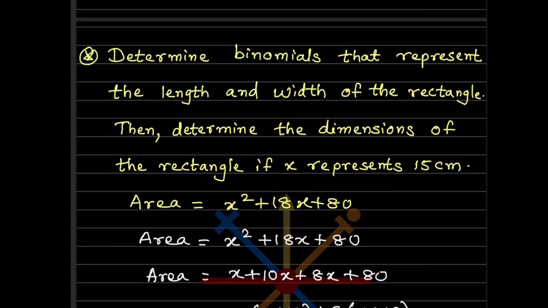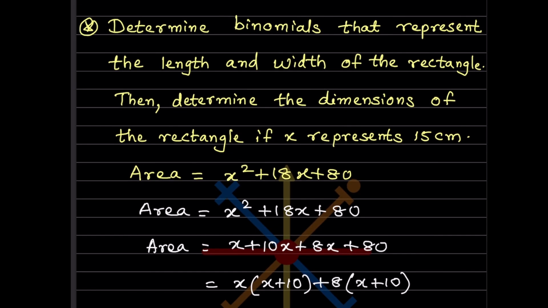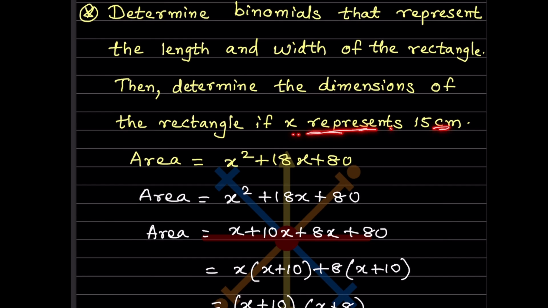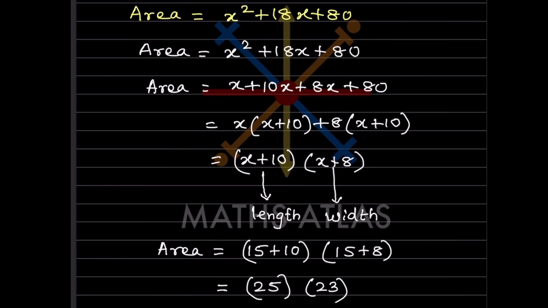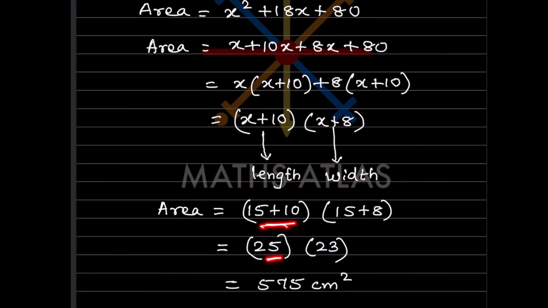So now what did they say here? Determine the dimensions of the rectangle. We have already been told that x represents 15. So wherever you see x, you are going to write 15. This will be as it is, and this as it is. So this is going to be 25 and this is going to be 23. And this means it is multiplication, because area is length into width. So length into width, this is the area.